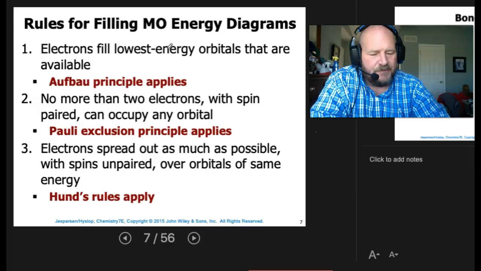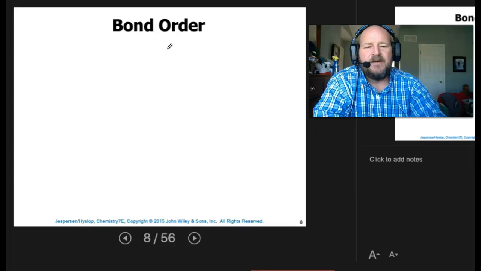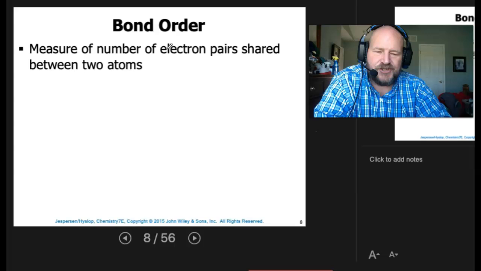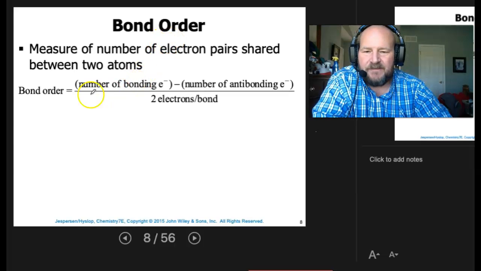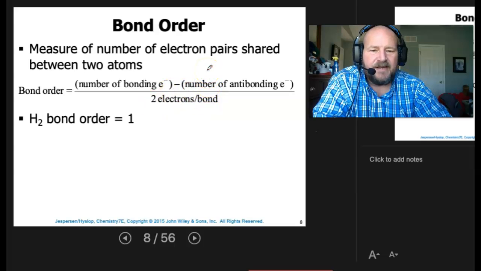Now, a new topic that will come out of our MO is going to be the bond order. Bond order is a measure of the number of electron pairs shared between 2 atoms. The way we'll calculate that is we'll take the number of bonding electrons minus the number of anti-bonding electrons, and then divide that by 2 electrons per bond. That'll give us a bond order.